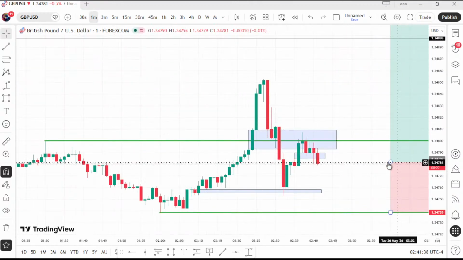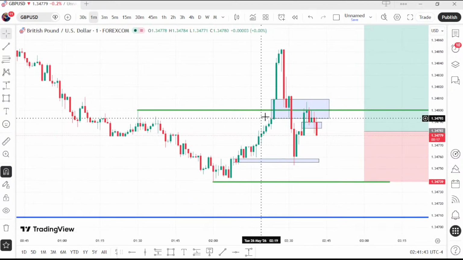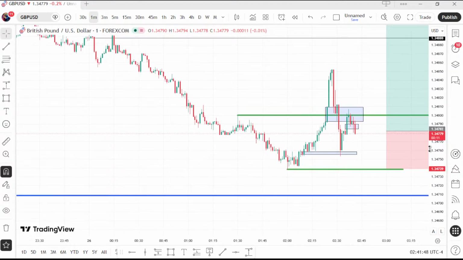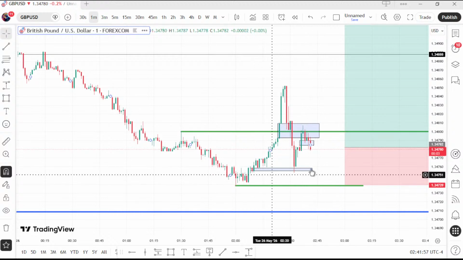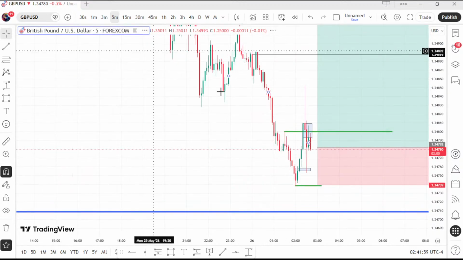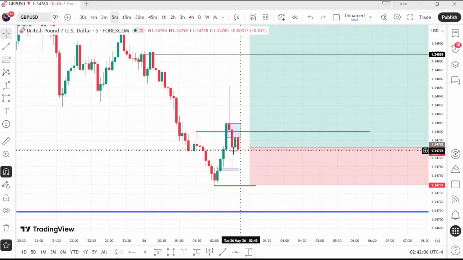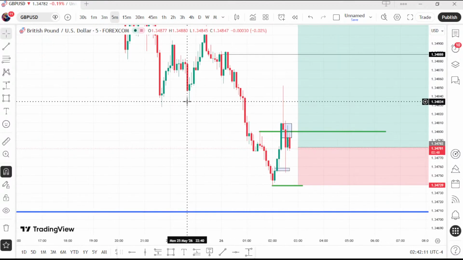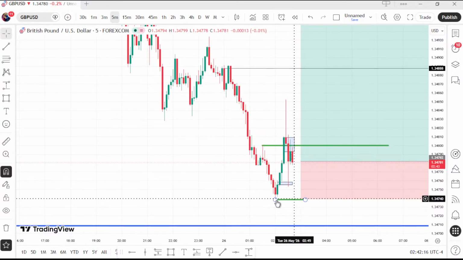let's go 1 minute, because of the inversion fair value gap setting prices low. Let's actually see, it's actually 1 hour. So what I want to see is price is going to continue lower to this, take out stops here.